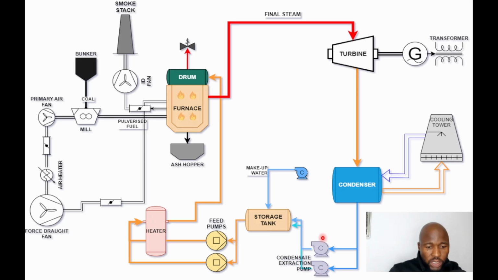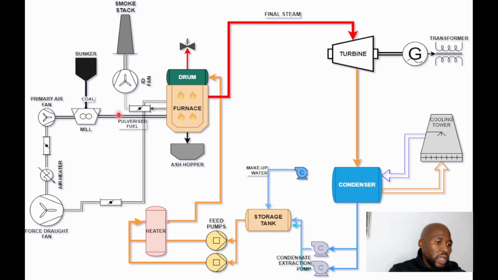We have the extraction pumps that take water from the condenser into the storage tanks. We have the feed water pumps that take the water via the heaters to your main drum, or we call it the boiler drum. Then we have the furnace. This is where the magic happens. That's where you convert your water that comes from the condenser back into steam. Then you send it back to your turbine.